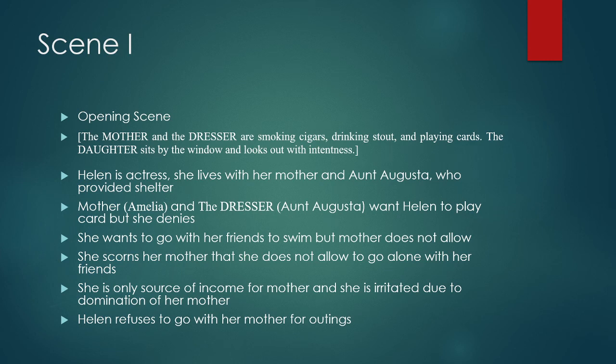These three characters are there for their holidays. They want to enjoy their holidays. Actually, this Helen, the daughter, is a very good actress and she is earning money out of that. She is the only source of income for mother and the dresser. Initially, this dresser had provided these two the shelter because they were very poor. And when this daughter becomes an actress, the dresser is also dependent on her income. So in this way, the daughter now feels very irritated due to the behavior of these two and she wants to avoid their company.